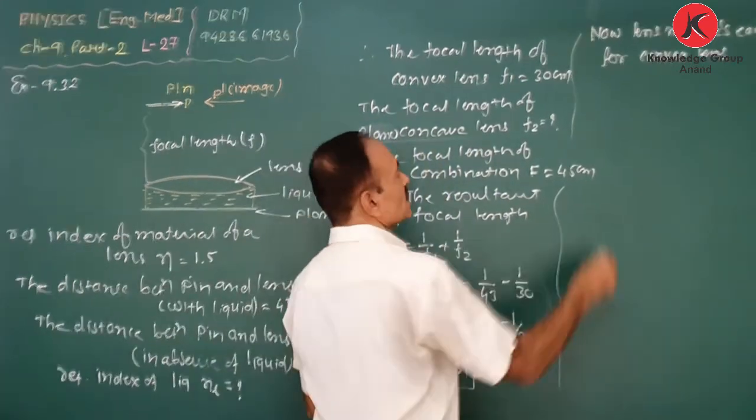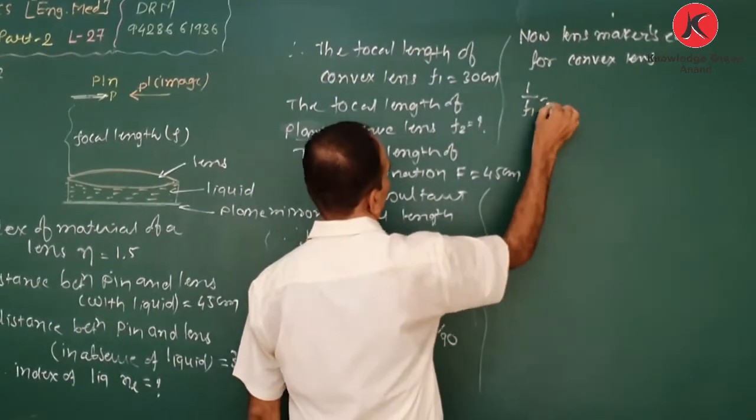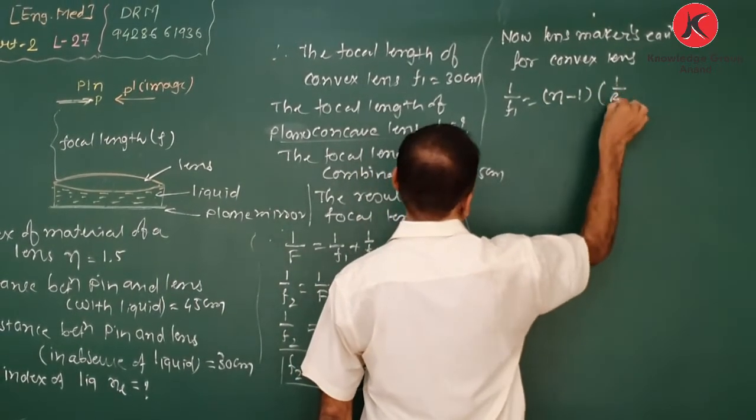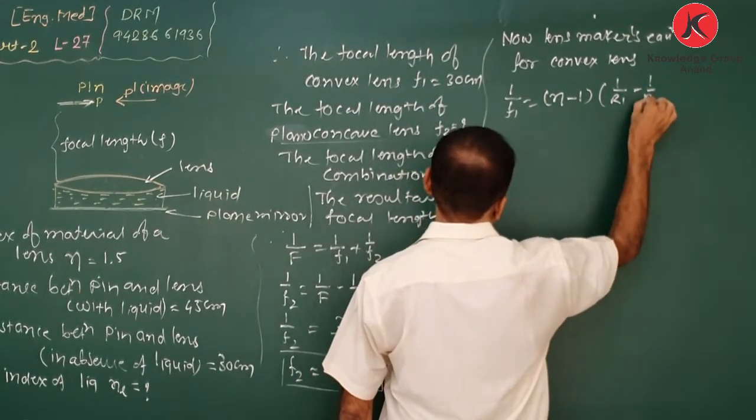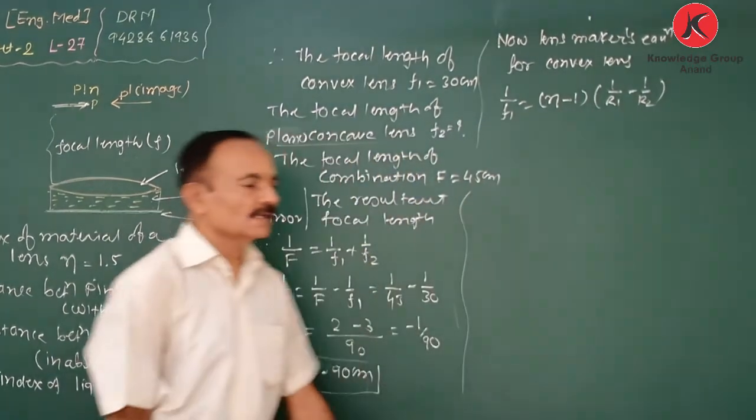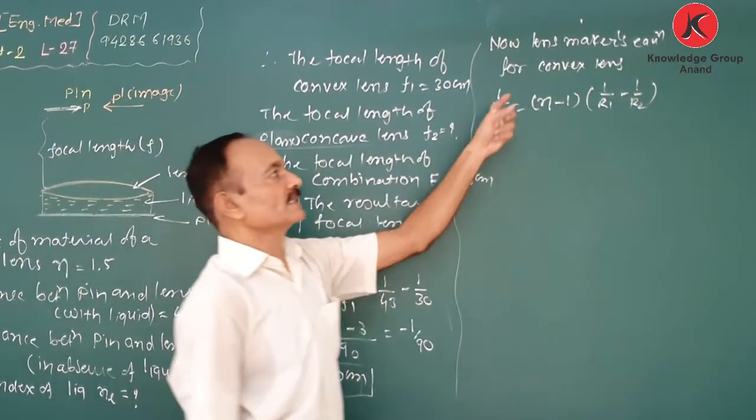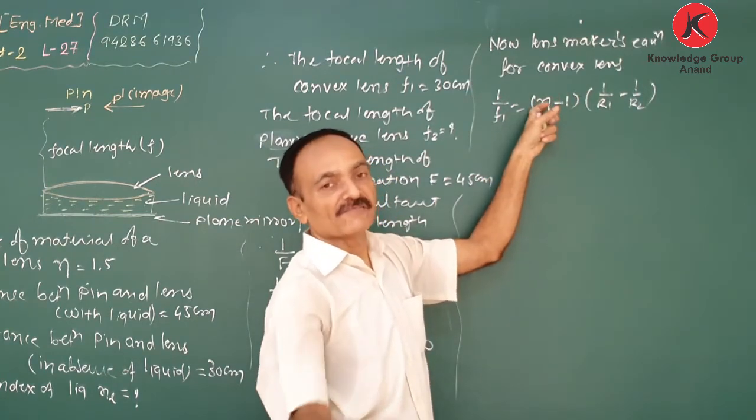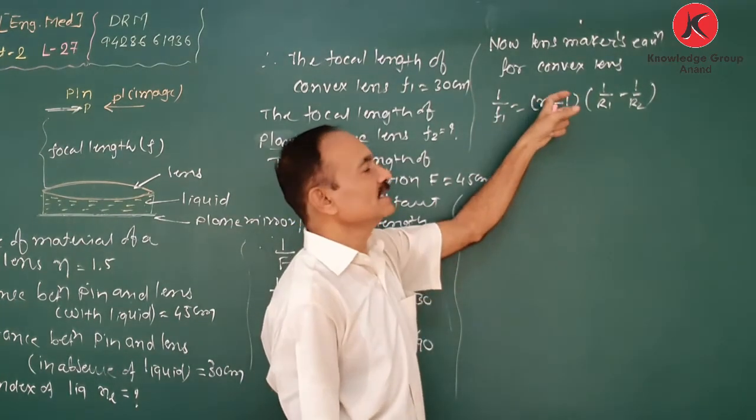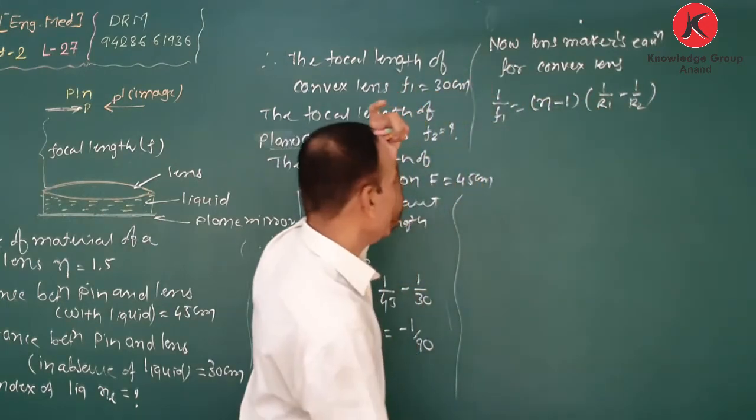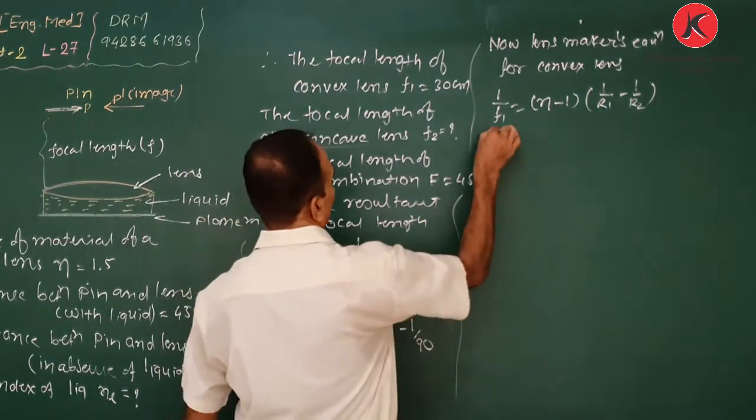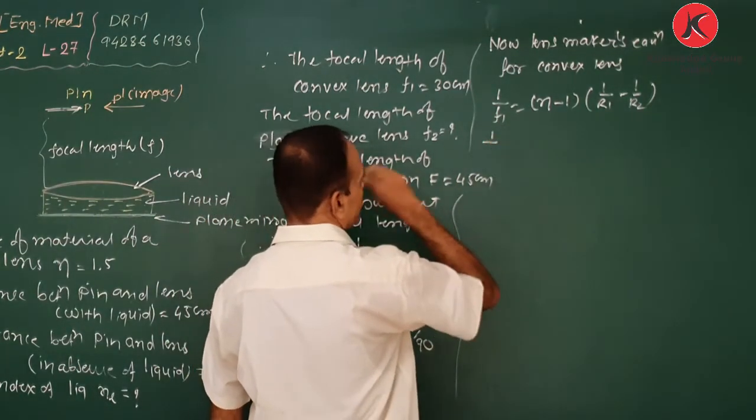For that purpose, 1 upon F1 is equal to (N minus 1) into (1 upon R1 minus 1 upon R2). Here, in the absence of the liquid we are discussing, therefore (N2 minus N1) upon N1, where N1 is 1. That is the effective index of the medium, and N is the effective index of the material of the lens. Therefore, 1 upon F1.